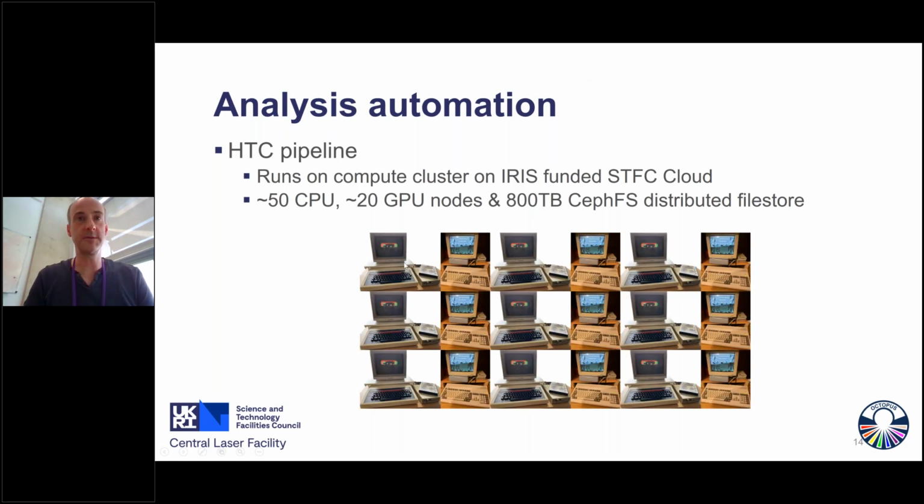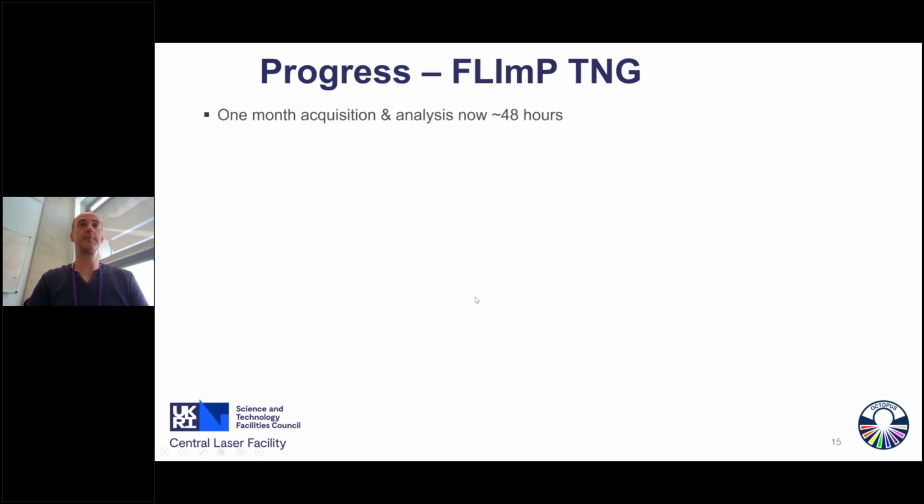So lots of computers, perhaps more than this, and lots of storage. Perhaps a few more computers and perhaps some slightly more up to date, the ones we actually use. But yes, lots of compute to deploy this pipeline. So the progress we've made then, we call this FLImP next generation. So this is the automated FLImP.